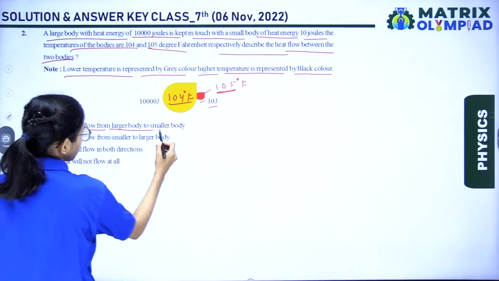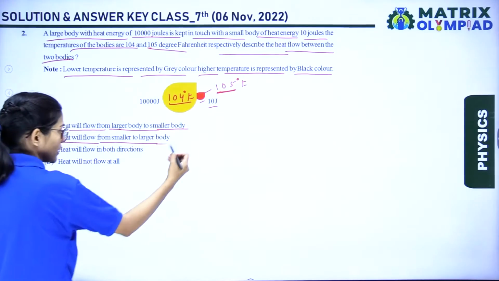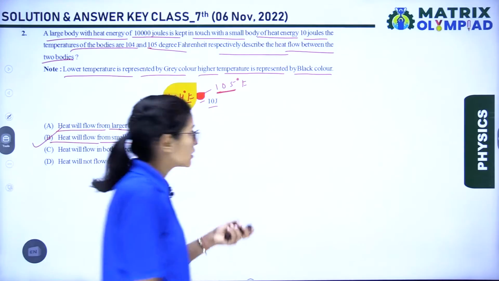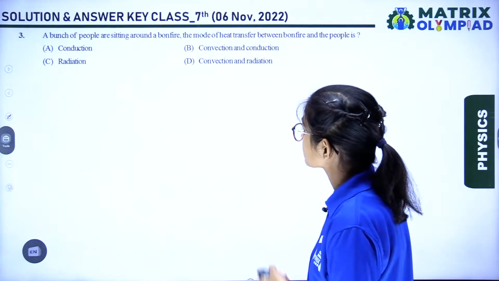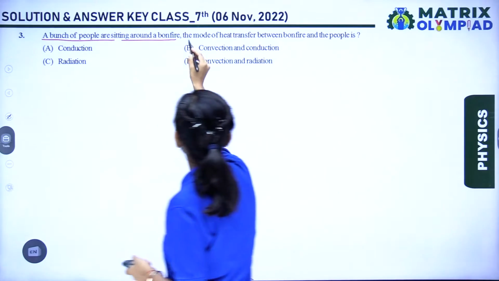Heat will flow from larger body to smaller? No. Heat will flow from a smaller to larger body? Yes. So for second question, our answer will be B option. Now let's come to the question number 3. Okay, in question number 3, a bunch of people are sitting around a bonfire.